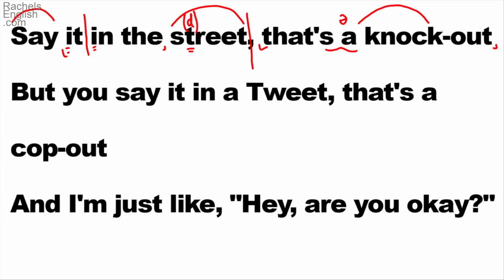That's a knockout. Now here the ending K sound, she does release it right into the diphthong. So when a stop consonant is followed by a vowel or diphthong, then we do usually release it, linking it into the next word. Cout, knockout, knockout.